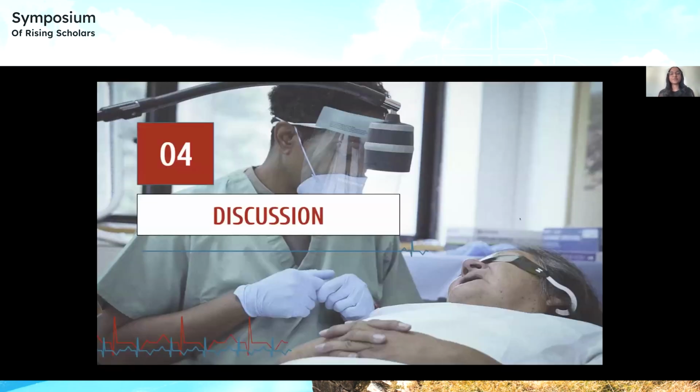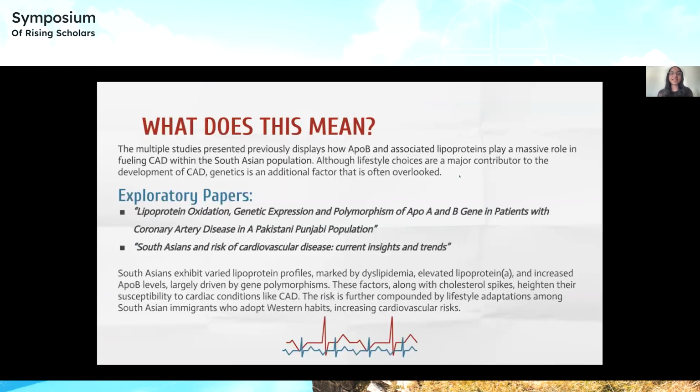So now moving on to my discussion. What does all this mean, right? I just threw a bunch of statistics and evidence at you, but essentially what I'm trying to say is that the multiple studies that I just presented display how ApoB and associated lipoproteins play a massive role in fueling CAD within the South Asian population.